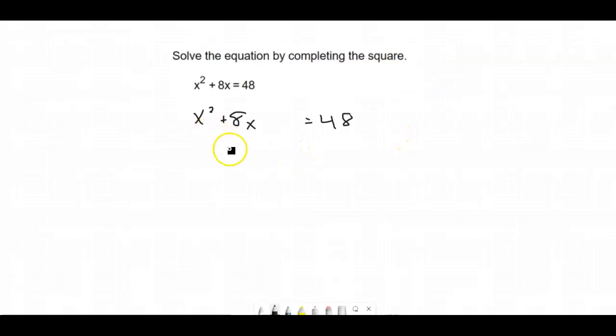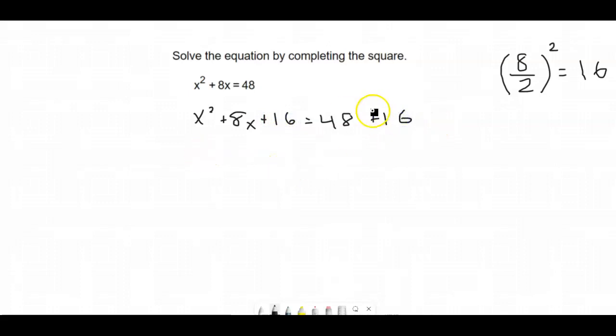All right, so in order to find that, we take the coefficient of the x term. So in this case, it's a positive 8. I will take that, and the process is first we divide by 2, and then we square it. So in this case, 8 divided by 2 is 4. 4 squared is 16. So 16 is the number that we need to be able to write this as a binomial squared. So I'm going to add 16 to both sides. 16 plus 16.